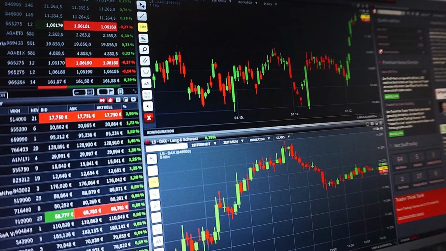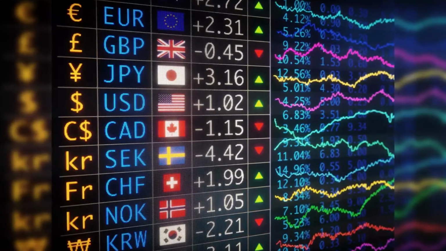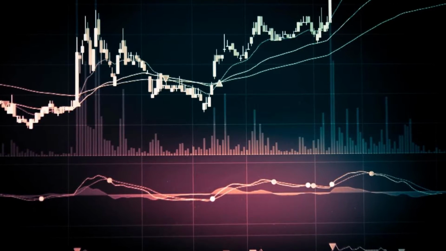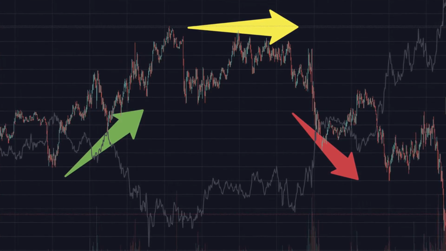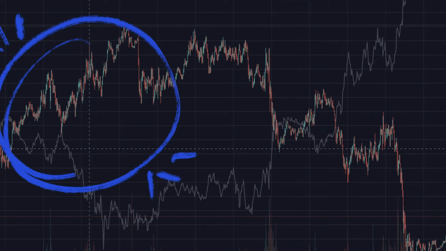Understanding the basics of market structure. Before you can trade effectively, you need to understand how the market moves. Markets don't move randomly. They follow patterns. We have three main phases: uptrend, downtrend, and consolidation. Spotting these patterns early can give you a significant edge.